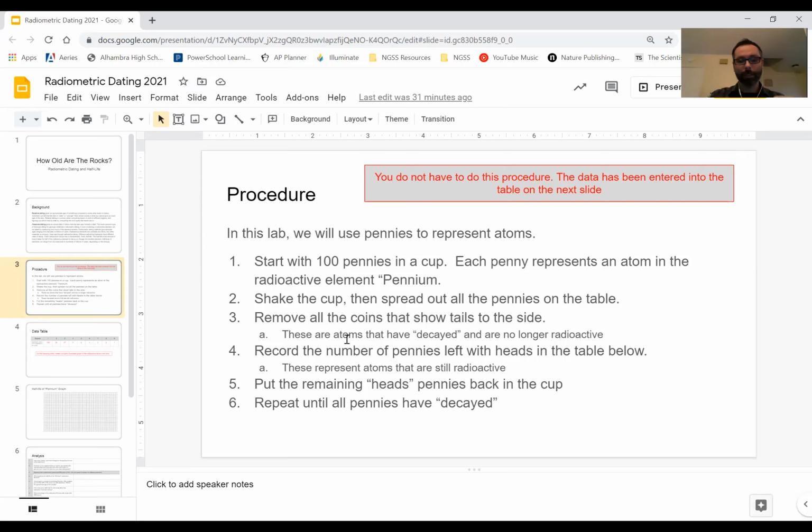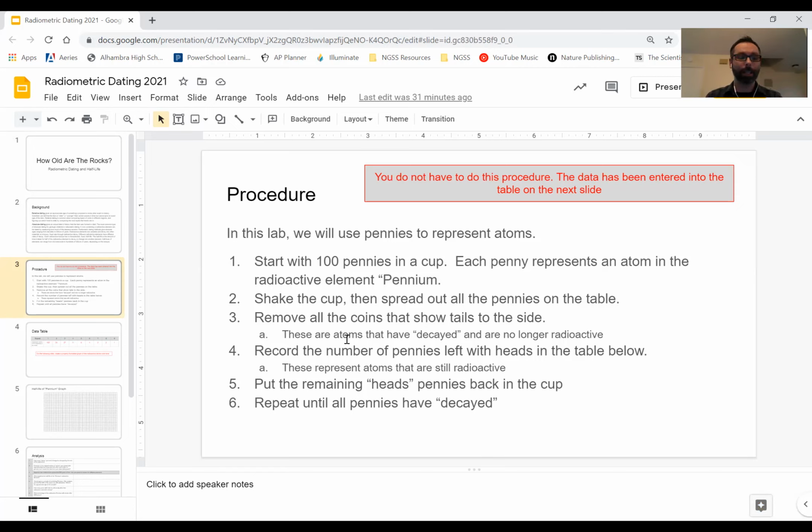You would then have a certain number left, and you would record that number in this data table. And then you would take the ones that were heads and put them back in the cup, not the tails ones, right? So you would have only some of them left. A bunch of them would now not be in the cup. You would shake the cup, you would dump it out again, and you would do the same thing. You'd remove the tails, you would count the heads and put them in the table, then take the remaining ones and put them back in the cup, and keep doing this, right?